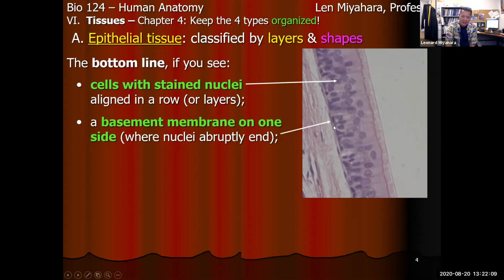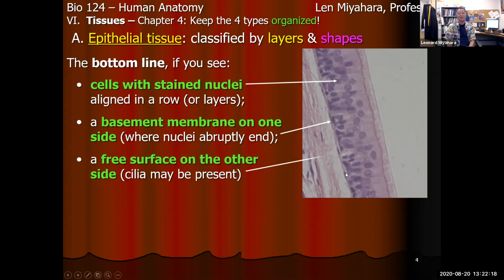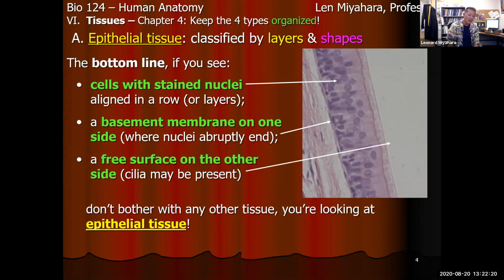abrupt end. Everybody see this line right here that I'm moving? That is the basement membrane. On the other side is nothing, since this is a lining tissue. This slide was taken from a trachea, and right here is where the air is passing through, the free surface. Epithelial tissue is between the basement membrane and the free surface. Basement membrane, free surface. Basement membrane, free surface.